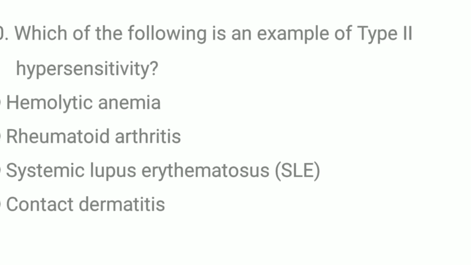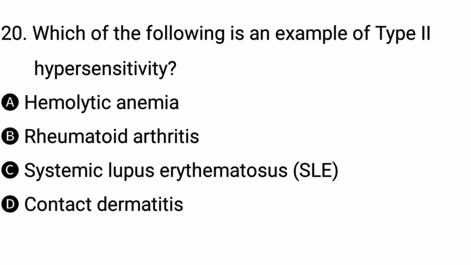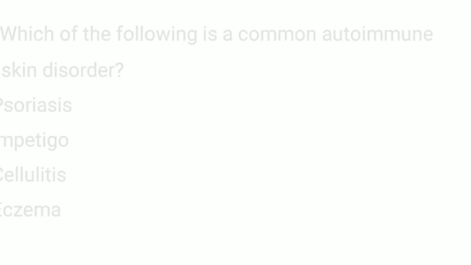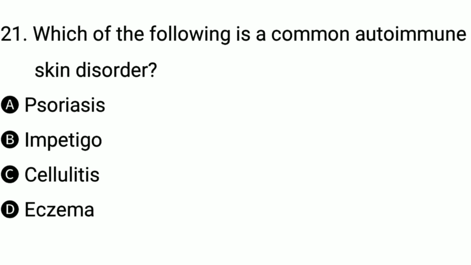Question number 20. Which of the following is an example of type 2 hypersensitivity? The right option is option A, hemolytic anemia. Question number 21. Which of the following is a common autoimmune skin disorder? The right option is option A, psoriasis.